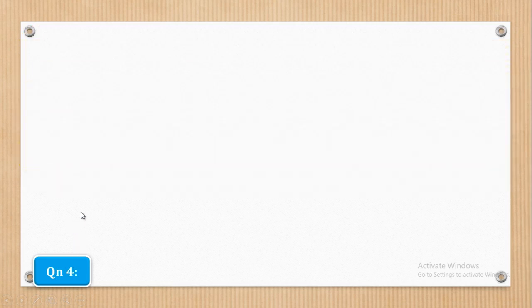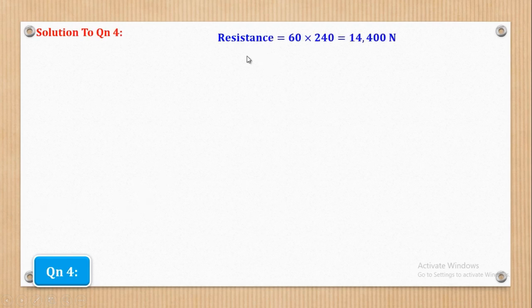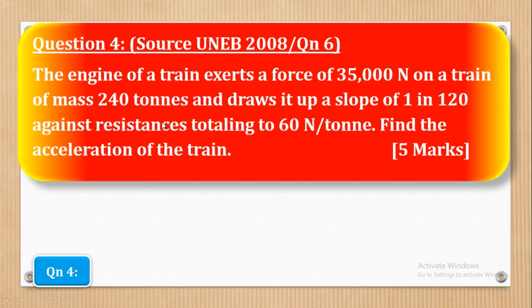So you have to draw a force diagram, but before you draw the force diagram, we are going to first get the resistance. So resistance, remember they told us that the resistance totals to 16 Newton per ton.